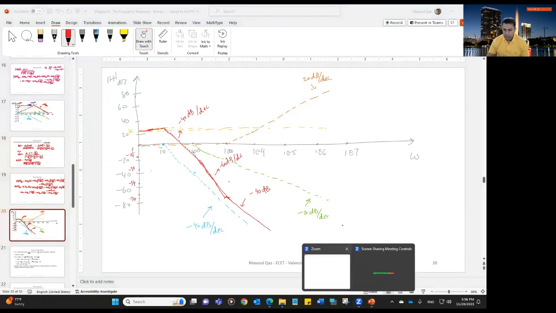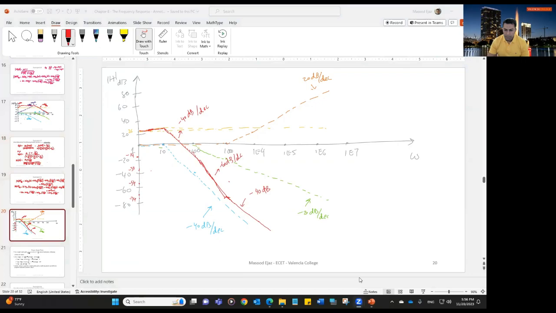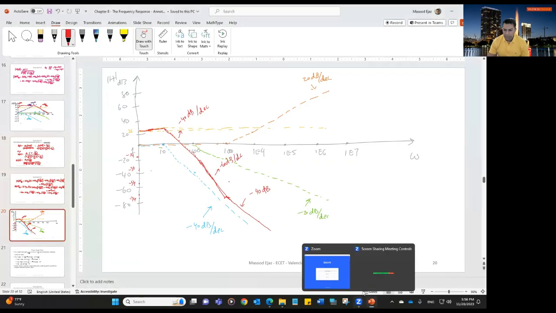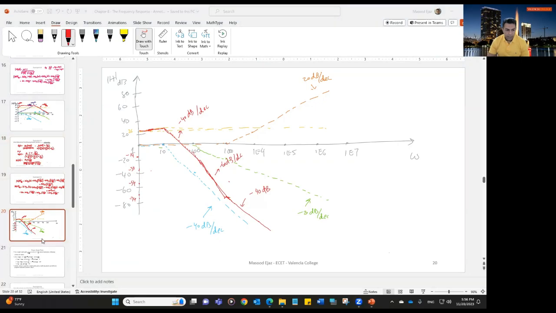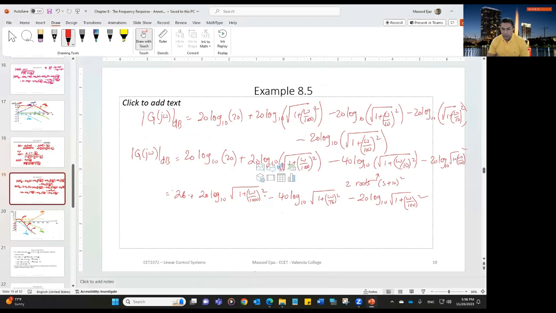I provided you 2 different outputs, and in those outputs, the first one is when I'm plotting, let me go back. I'm plotting 20 log 10 right here. So I'm plotting each one of them separately: 20 log 10 omega over 10, 20 log 10 omega over 10. I'm plotting each one of them separately.